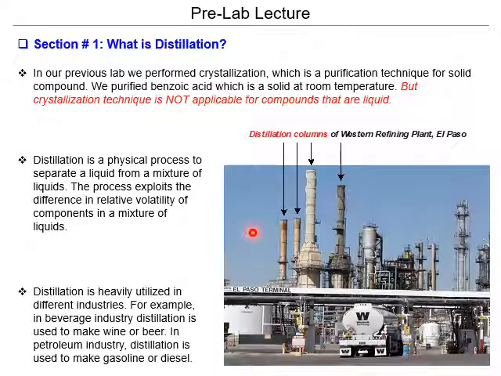In our previous lab, we performed crystallization, which is a purification technique for solid compounds. We purified benzoic acid, which is a solid at room temperature. But the crystallization technique is not applicable for compounds that are liquid. So when we have a mixture of liquids and we're going to separate a liquid from it, we use distillation based on the difference in relative volatility, or in fact the difference in boiling points of the liquids in the mixture.